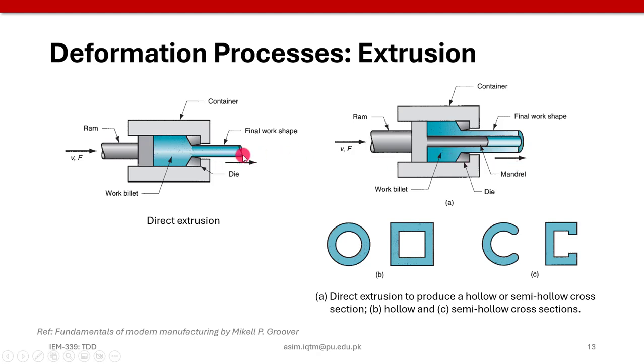And we can produce the hollow or completely filled product by constructing, by designing that kind of dies. For example, here you can see some types of products produced from the extrusion processes, such as the hollow and the semi-hollow cross section products.